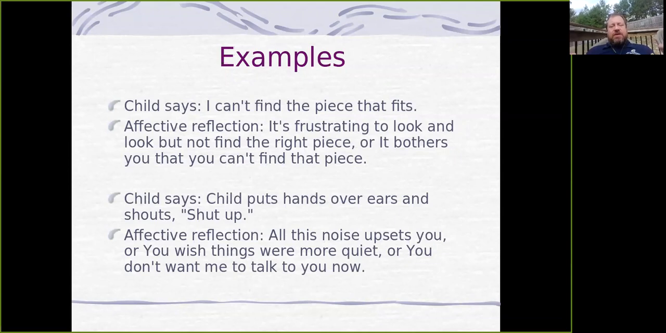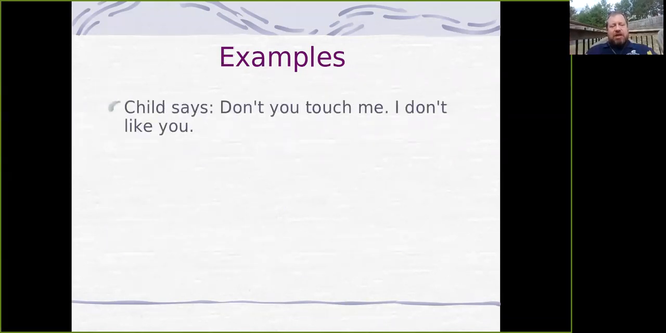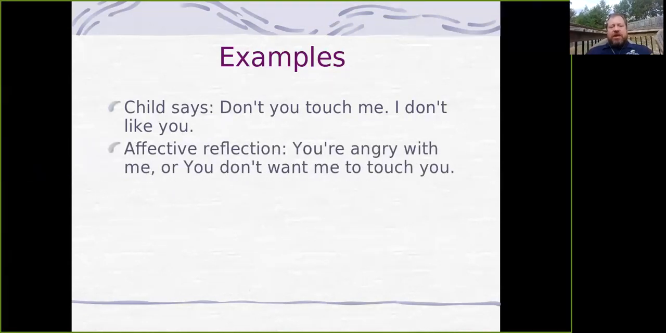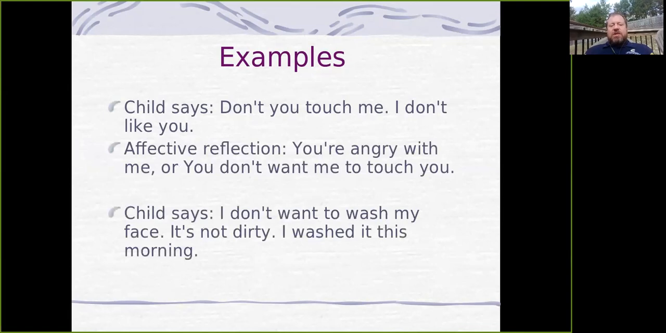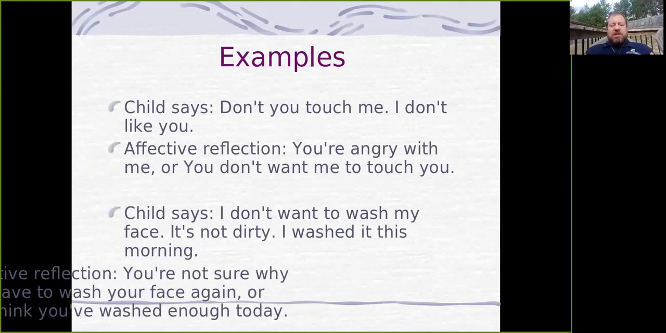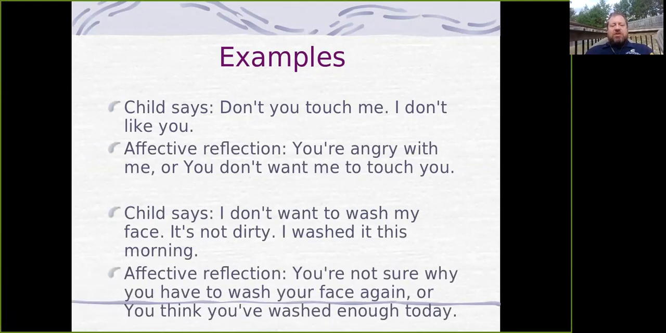Remember that in all these examples, the point of reference is coming from the child's point of view. It's never, "I see that you feel upset." So if the child says, "Don't touch me, I don't like you," the reflection is matter of fact. "You're angry with me," or "You don't want me to touch you." "I don't want to wash my face. I'm not dirty. I washed it this morning." The reflection is, "You're not sure why you have to wash your face again," or "You think you've already washed enough today."